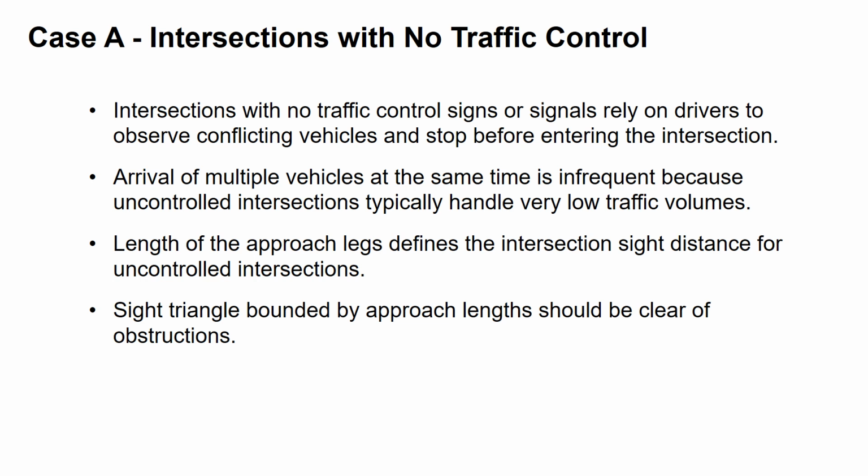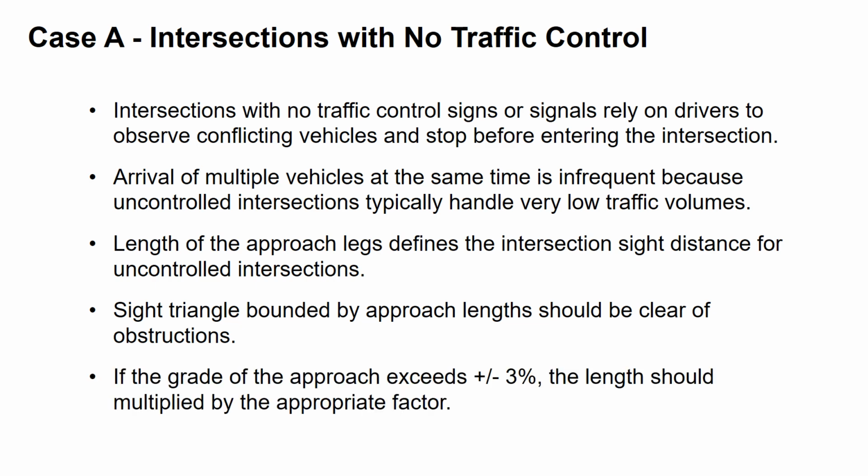The length of the approach legs define the intersection sight distance for those uncontrolled intersections, and the sight triangle that's bounded by those approach lengths should be clear of obstructions. And we'll look at those when we start looking at a diagram to see those sight triangles and see the parts of the road, the areas of the roadway environment that need to be clear so drivers can safely make decisions and proceed through intersections. And again, if the grade of the approach exceeds plus or minus 3%, we need to extend the length of the intersection sight distance.